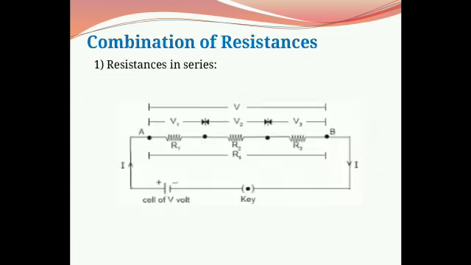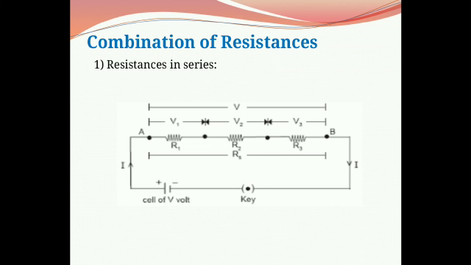Then, what is the effective resistance when resistances are connected in series combination? Observe this circuit diagram. Here three resistances are considered, R1, R2 and R3, and they are connected in series combination across the points A and B. When the resistances are connected in series combination, the total voltage across the combination is divided across each resistance and the total current remains constant.